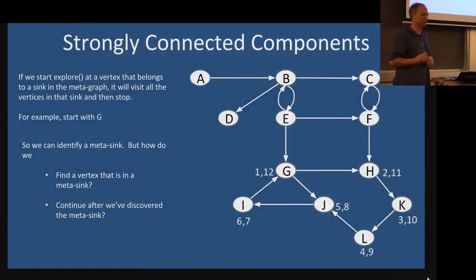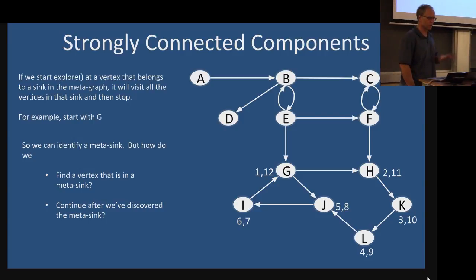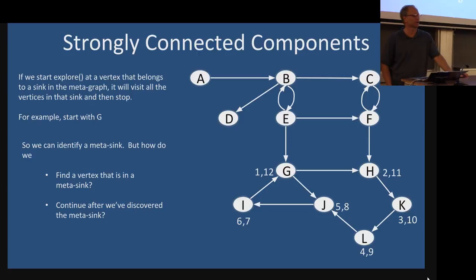So the question is, how do we find a vertex that's in a metasink? And how do we continue after we discover the metasink? Well, I just told you how we continue after we discover the metasink. You take it out of consideration and restart explore somewhere else. So the crucial question is this one right here. Yeah? So just look for the back edges, right? And that would give you... Well, you say looking for back edges. We'll see what the algorithm is like. It's not that simple.